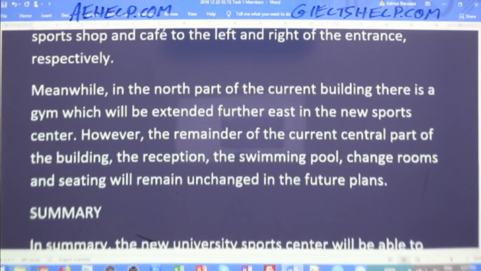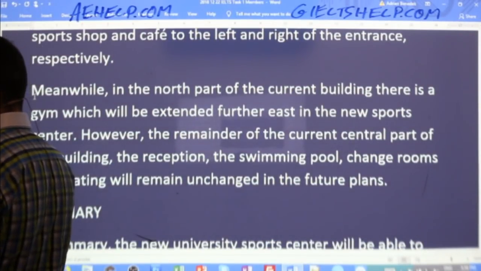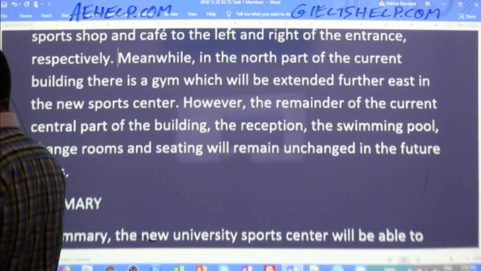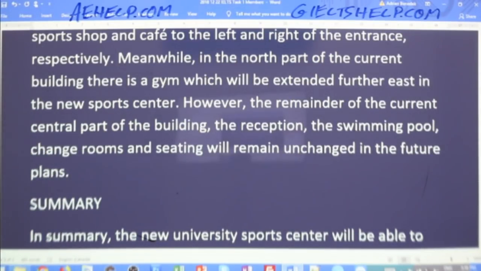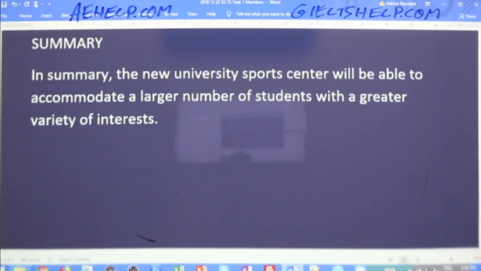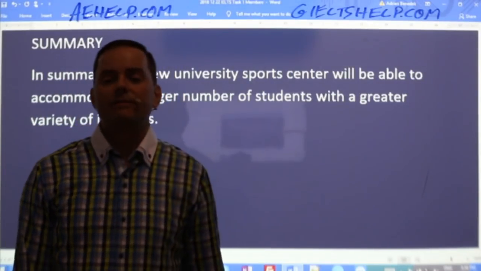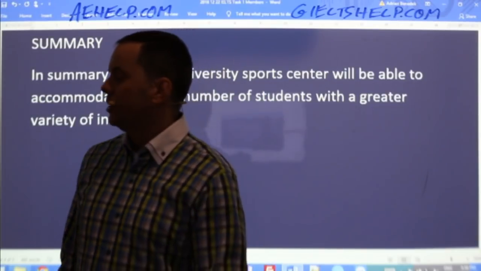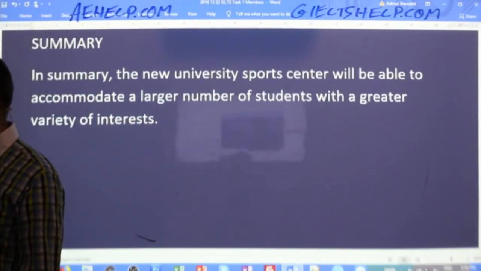Meanwhile, and I meant for this to be one paragraph, I don't want to break that into another one. Meanwhile, in the north part of the current building, there is a gym which will be extended further east in the new sports center. However, the remainder of the current central part of the building, the reception, the swimming pool, change rooms, and seating will remain unchanged in the future plans. In summary, the new University Sports Center will be able to accommodate a larger number of students with a greater variety of interests. And there you have a Band 9 response to this diagram question.